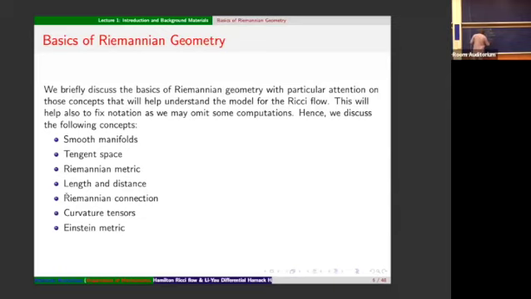Okay, maybe let me just put this. So we will discuss all this. So maybe to start with, what is a manifold?